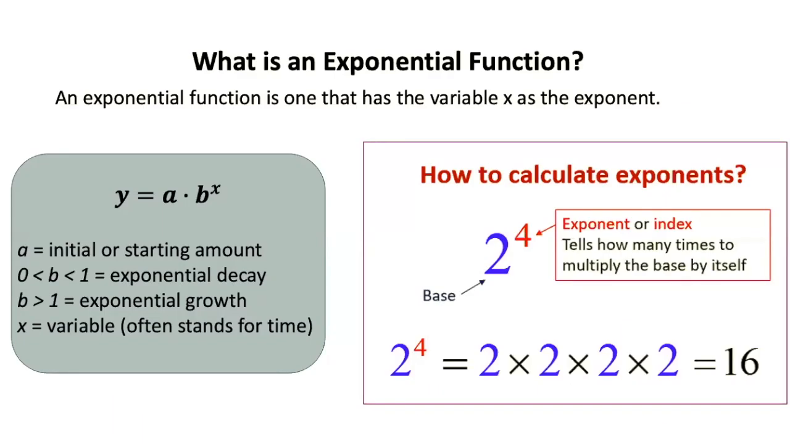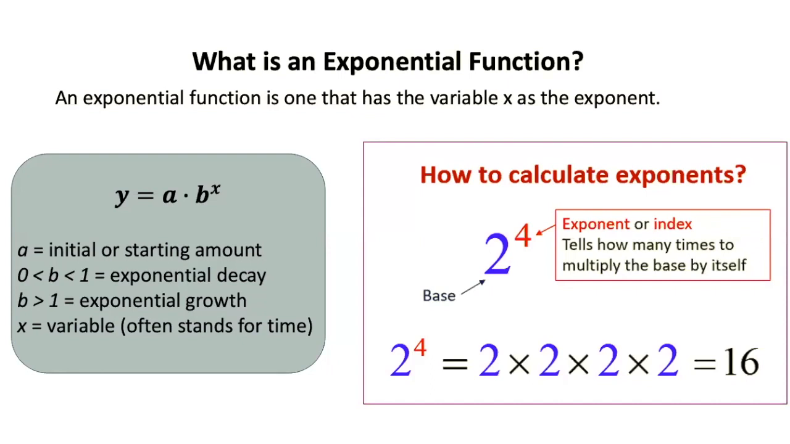An exponential function is one that has the variable x as the exponent. In the blue box, you can see what a general form for an exponential function will look like. A is the initial or starting amount. B is the base of the exponential. If it's between 0 and 1, it will represent exponential decay. If B is bigger than 1, it will represent exponential growth. And x is your variable, often it stands for time.